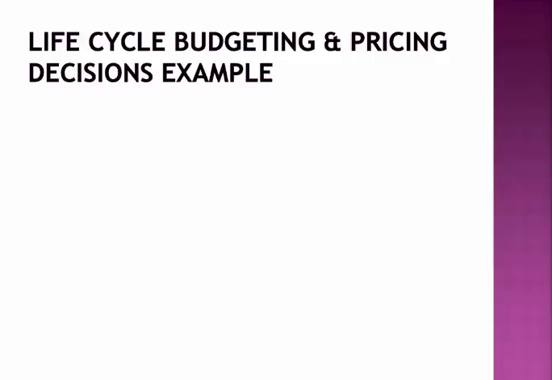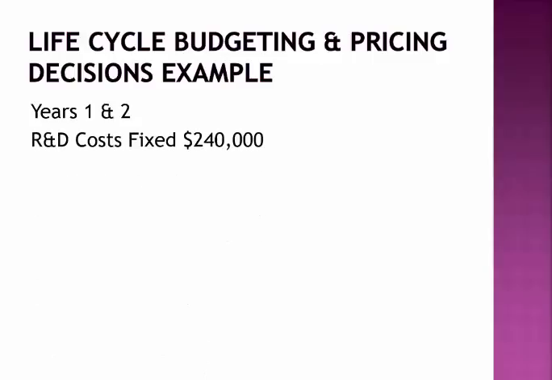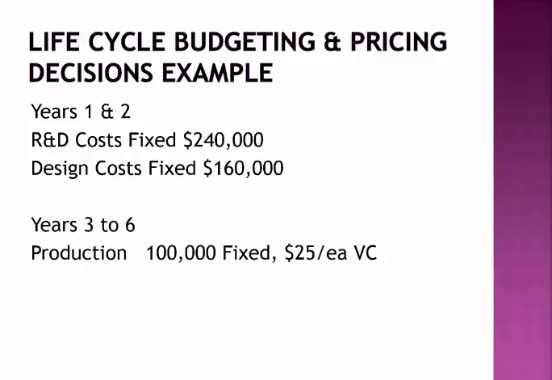So let's take a look at an example that is in our 15th edition text. We've got a company that makes software, and originally, to get the thing going, they are going to have to do research and development and design work. Over years 1 and 2, they estimate that they're going to have to spend $240,000 in fixed cost for the R&D and $160,000 in fixed cost for design. Once they have done all of that, they believe that their production costs are going to be $100,000 in fixed and $25,000 per unit in variable.